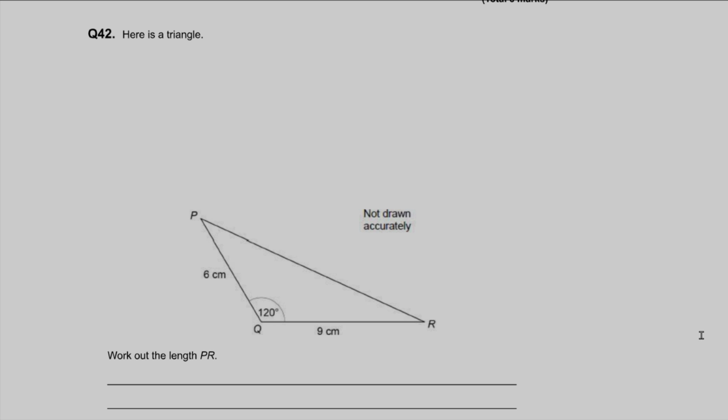41.6. Question 42, here is a triangle. Work out the length of PR. So PR, where's PR? It's this side here, isn't it?